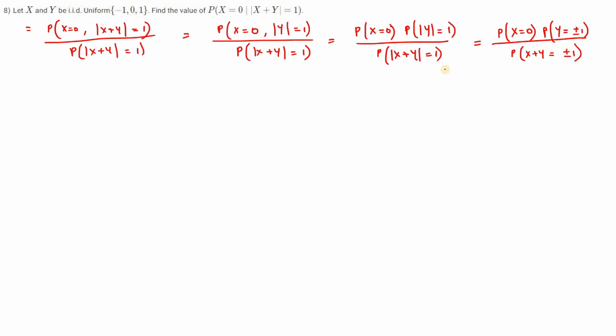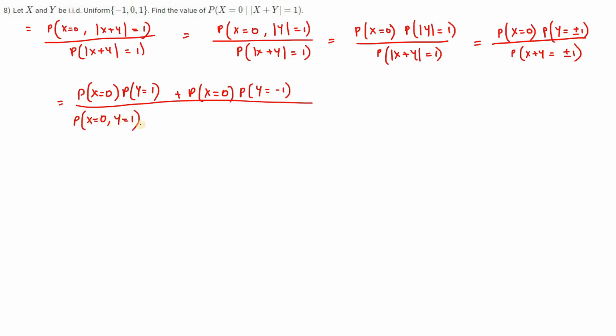Now what are the possible ways that I can get this? That is nothing but probability of x is equal to 0 into probability of y is equal to 1 plus probability of x equal to 0 into probability of y is equal to minus 1, and whole divided by, and now I'll write all the possible values for these two cases, which is probability of x equal to 0 and y is equal to 1 plus probability of x equal to 0 and y is equal to minus 1 plus probability of x equal to 1 and y is equal to 0 plus probability of x equal to minus 1, y is equal to 0, right?